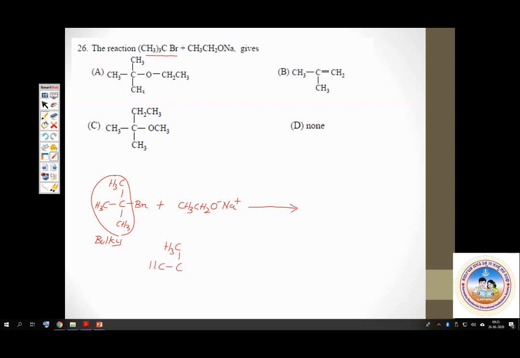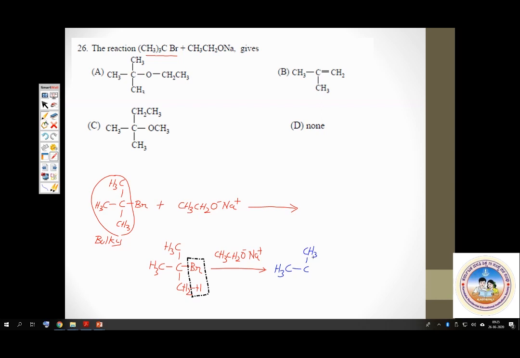H and Br are gone, so you'll get a double bond now. You actually get an alkene: CH3, C, CH3, and you'll now have a double bond between these two carbon atoms, CH2. This is an alkene you get. This is the product you get. So you actually end up getting an alkene instead of an ether.